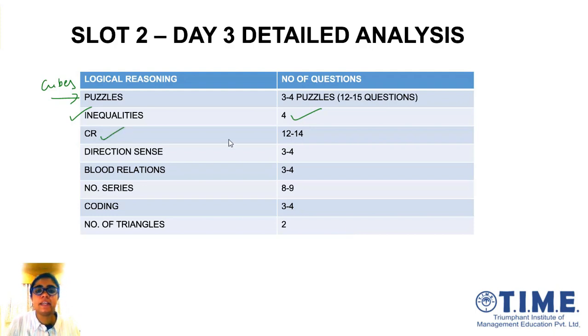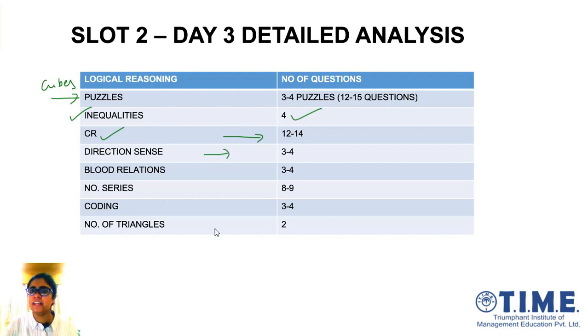Critical reasoning made a comeback and it had around 12 to 14 questions. इतने सारे questions और कोई भी slot में critical reasoning के ऊपर नहीं आए थे, but last slot में आए थे. Now critical reasoning had questions like assumptions, conclusions, then assertions, reasons. Those kind of questions were a part of critical reasoning.